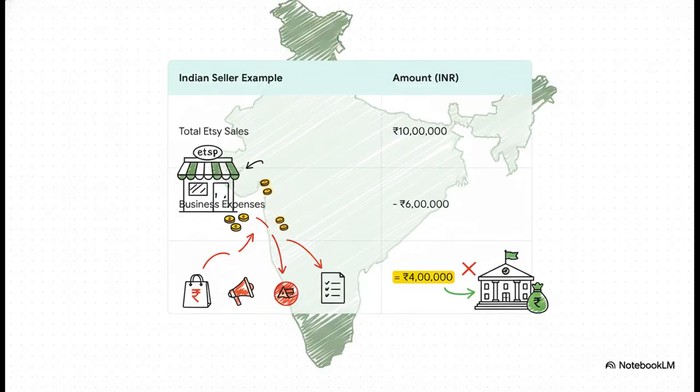So let's make this really clear with an example for a seller in India. Let's say they make 10 lakh rupees in total sales, but they had 6 lakh in expenses for all their materials, ads, and fees. The government is only interested in taxing that 4 lakh rupees of actual profit. That number right there, that's your taxable income.